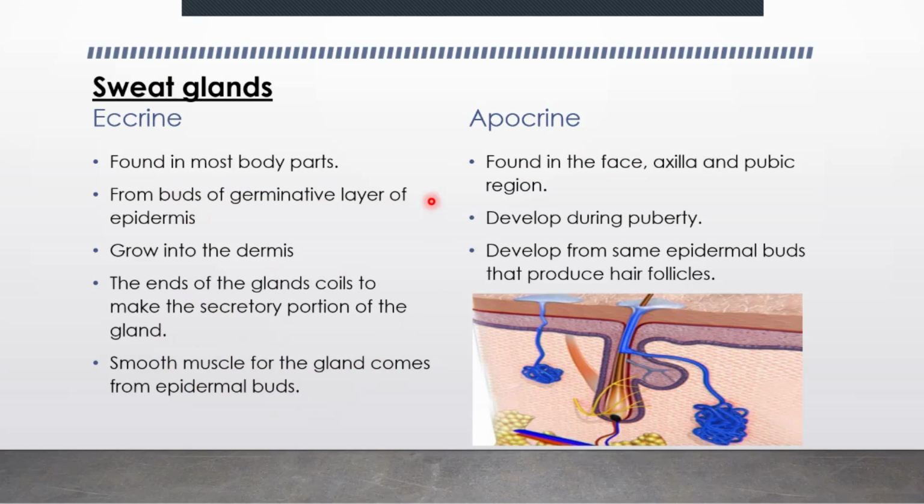So these eccrine sweat glands will develop in a similar way. The apocrine sweat glands will develop during puberty. Then they develop from the same epidermal buds that produce the hair follicle.